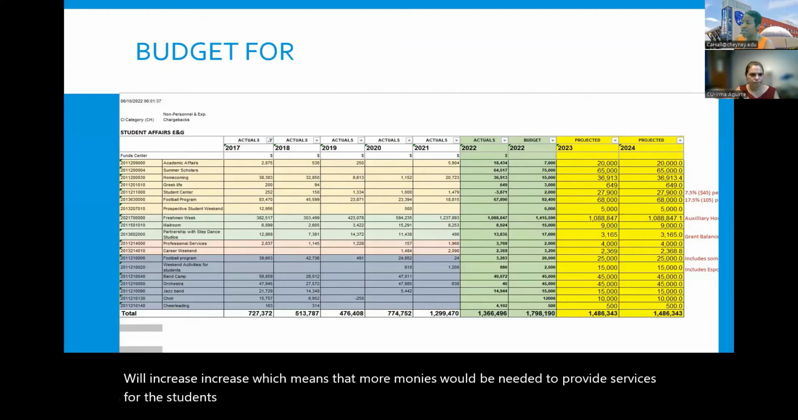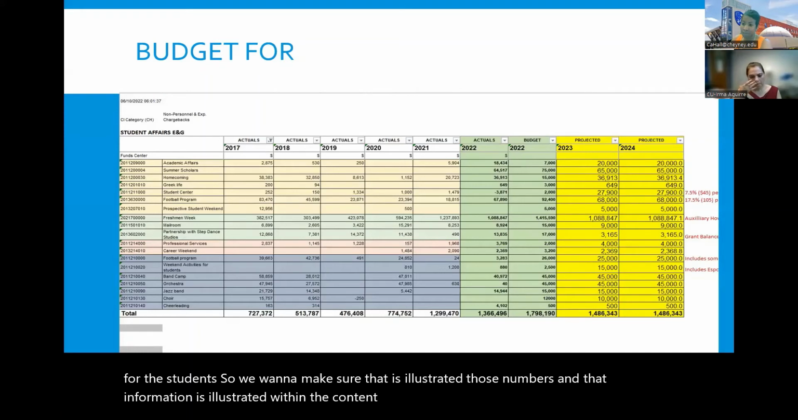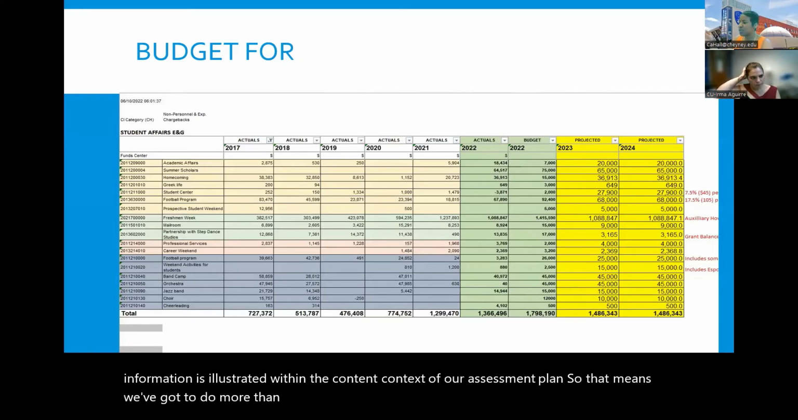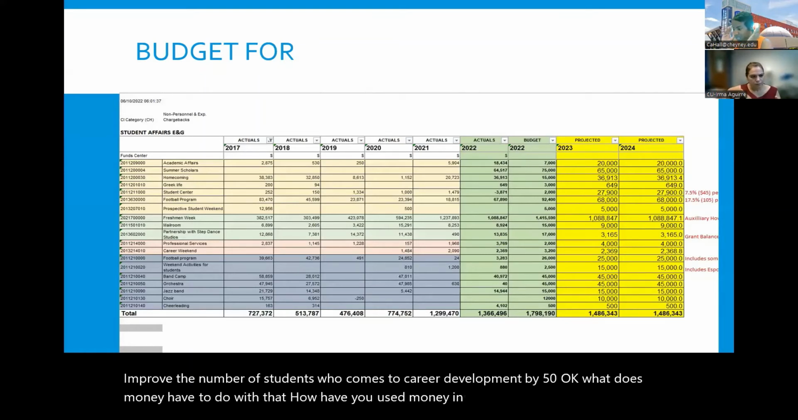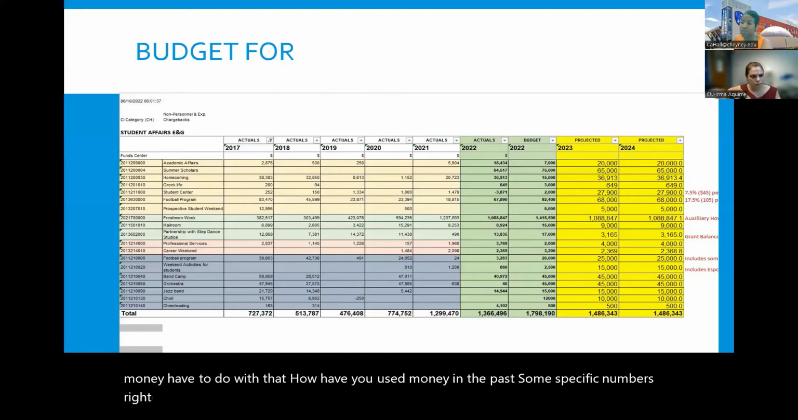So we want to make sure that those numbers and that information is illustrated within the context of our assessment plan. That means we've got to do more than say, well, I want to improve the number of students who come to career development by 50%. Okay, what does money have to do with that? How have you used money in the past? Some specific numbers, right, that align with what your goals and your vision are.